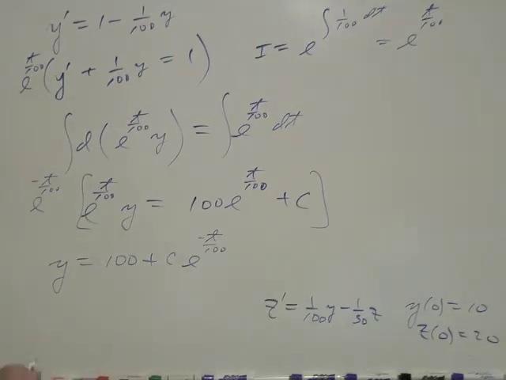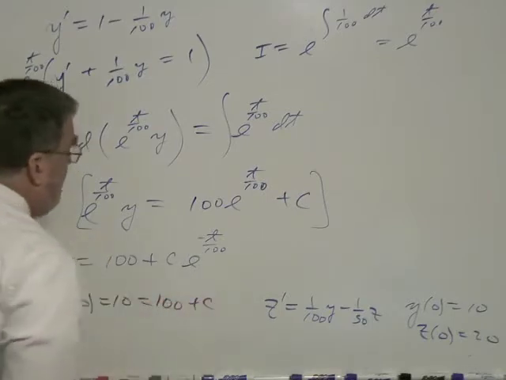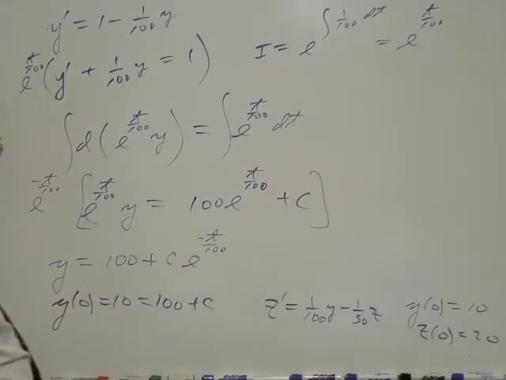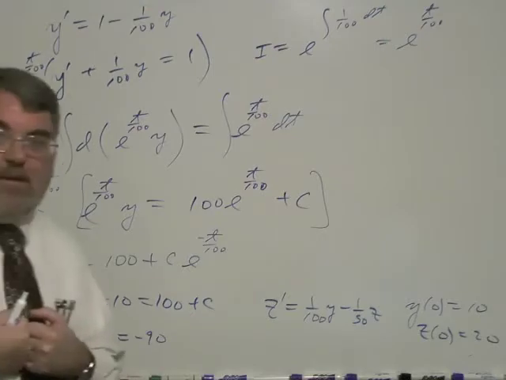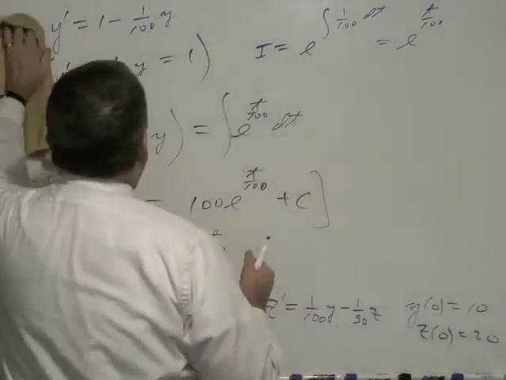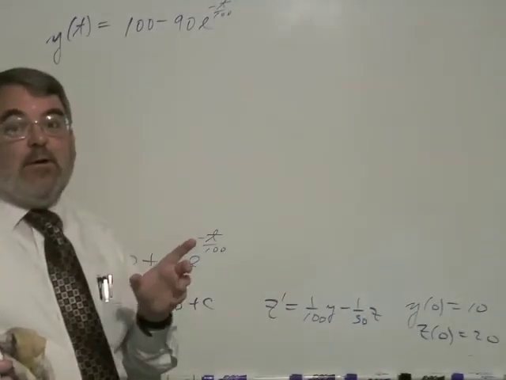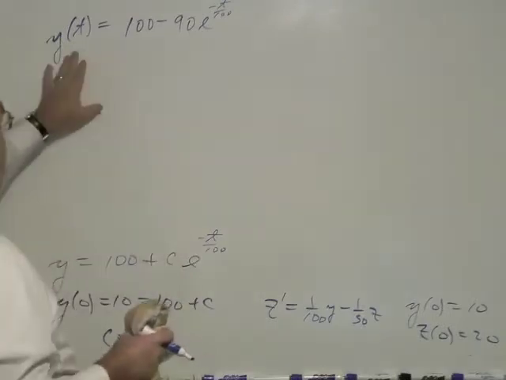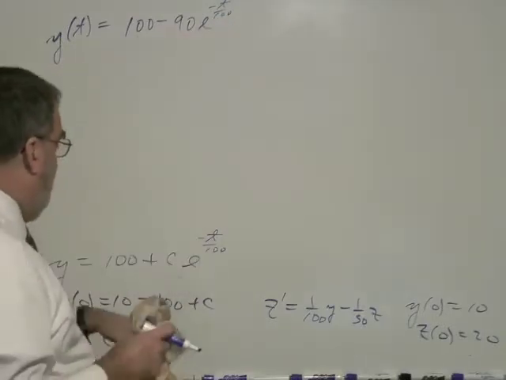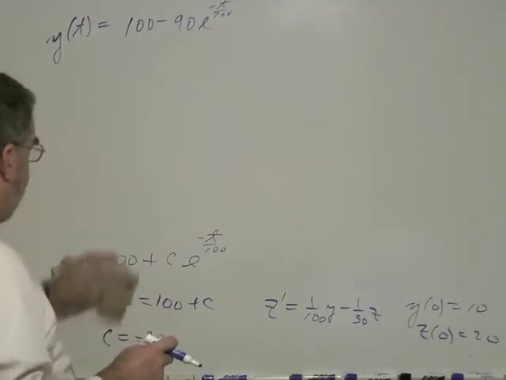Now the initial condition was 10 pounds, y at 0 is 10, and when I plug 0 into here I get 100 plus c times e to the 0, which is 1. So c is going to be negative 90, isn't it? C is minus 90. So I'm ready to write down y at t. And let me do that up here. So here's the function which describes the salt content in the first tank. Y at t is 100 minus 90 e to the negative t over 100.